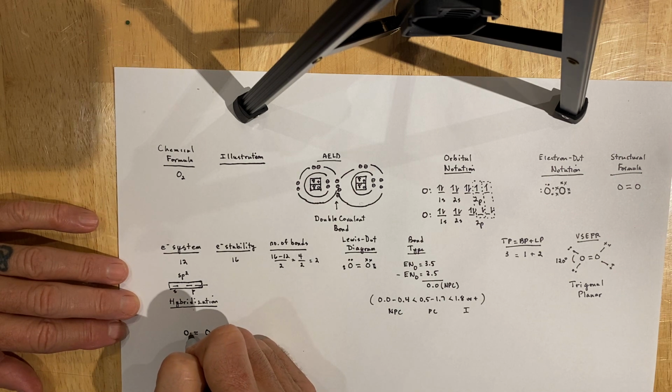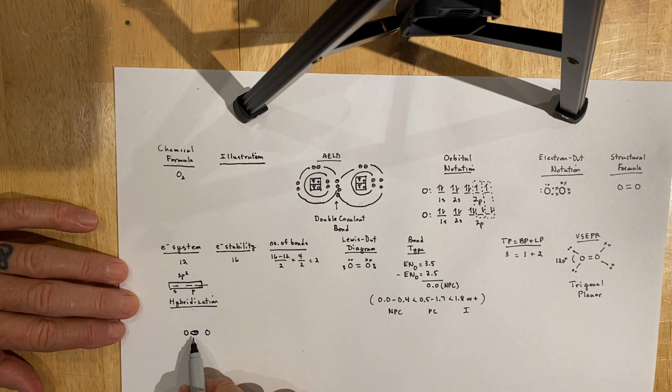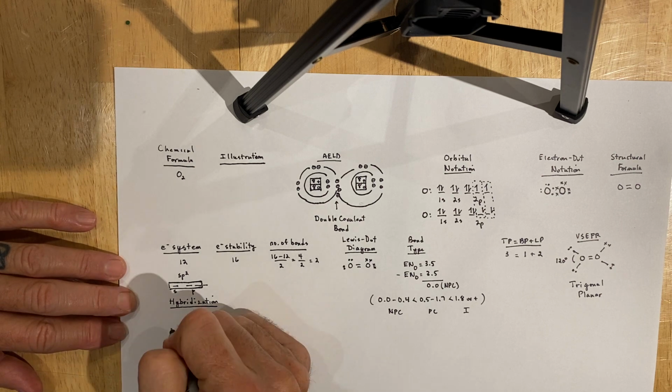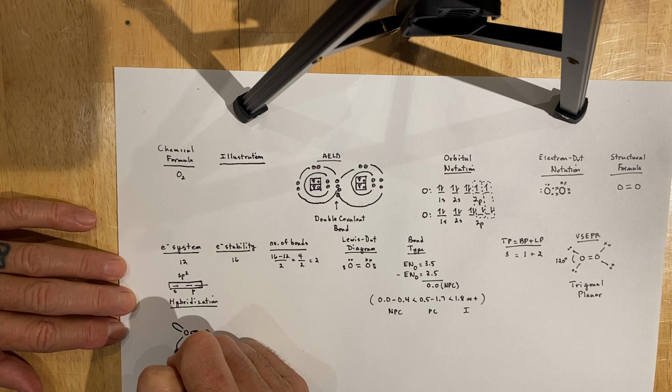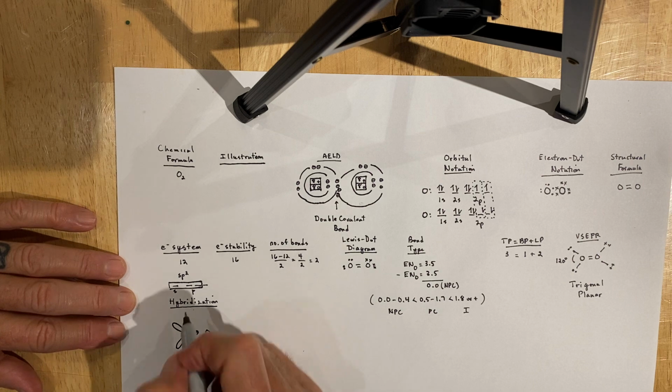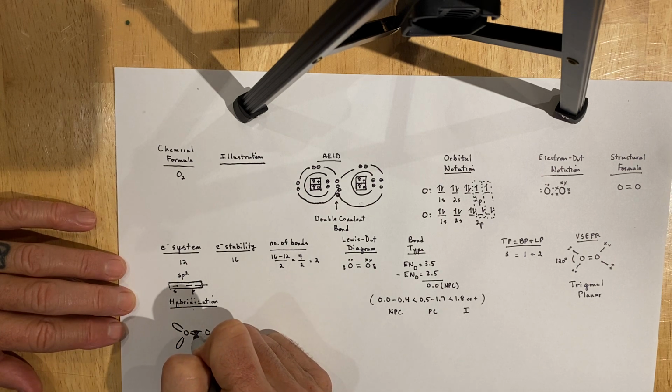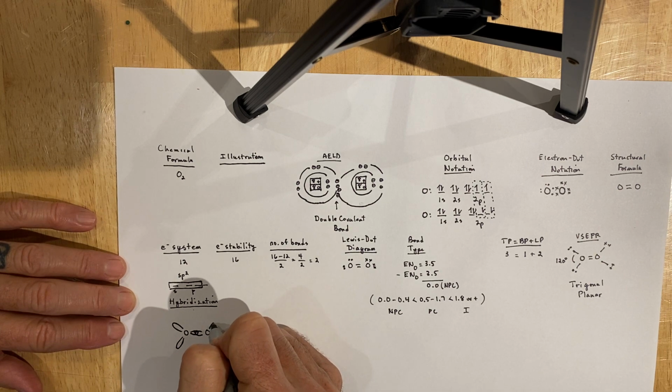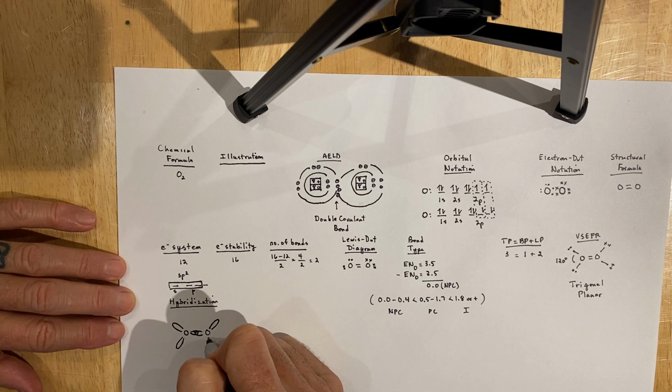We'll do this one at a time. Each oxygen has three equivalent sp2 hybridized orbitals. So there's your three hybridized orbitals, and then this oxygen also has three hybridized orbitals.